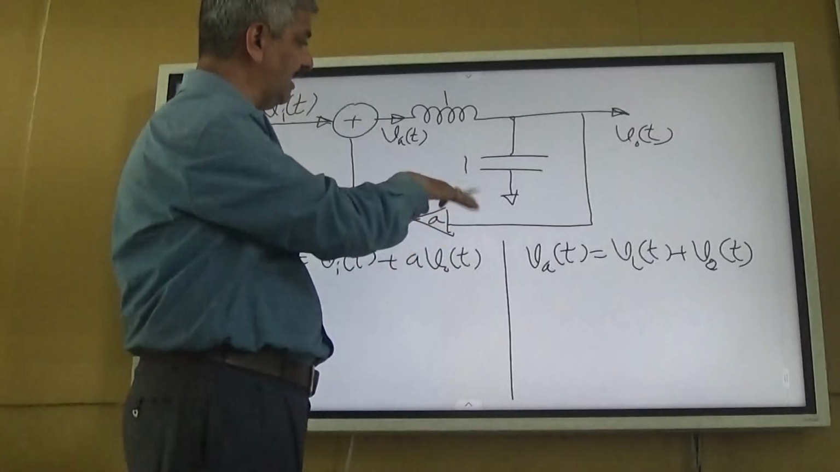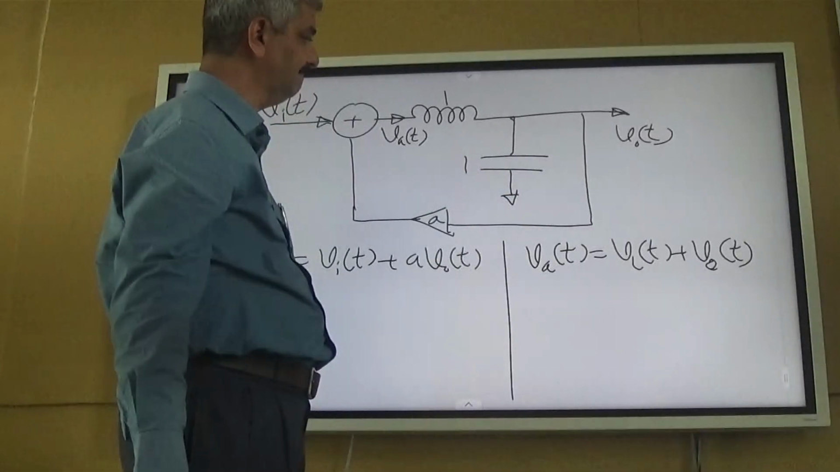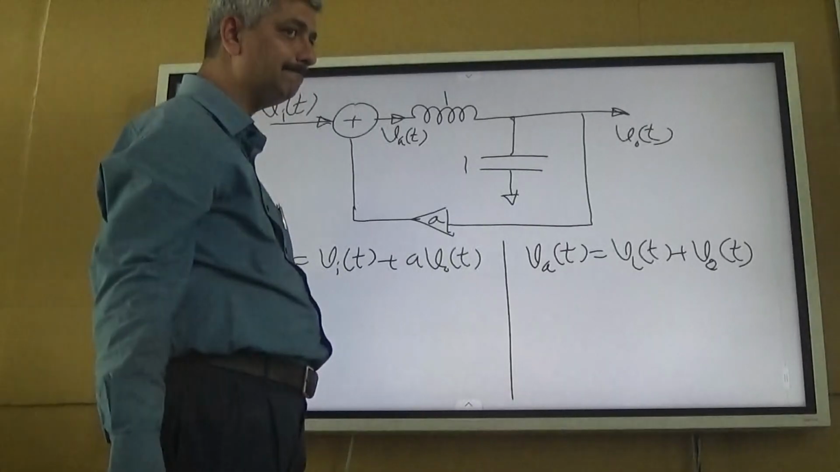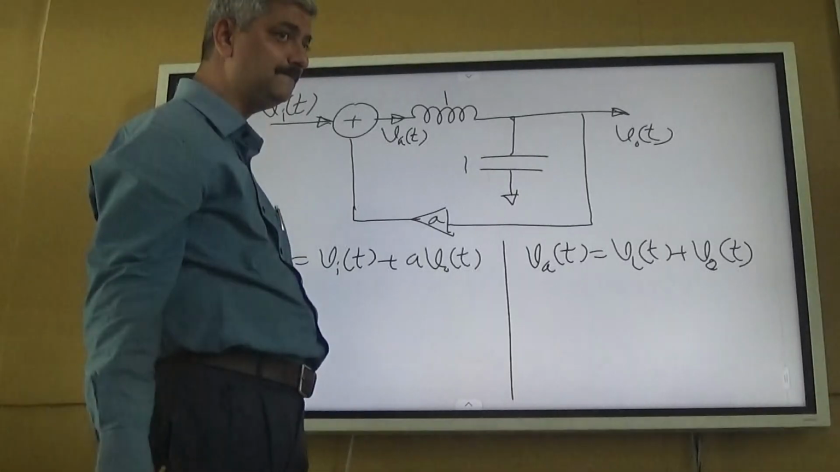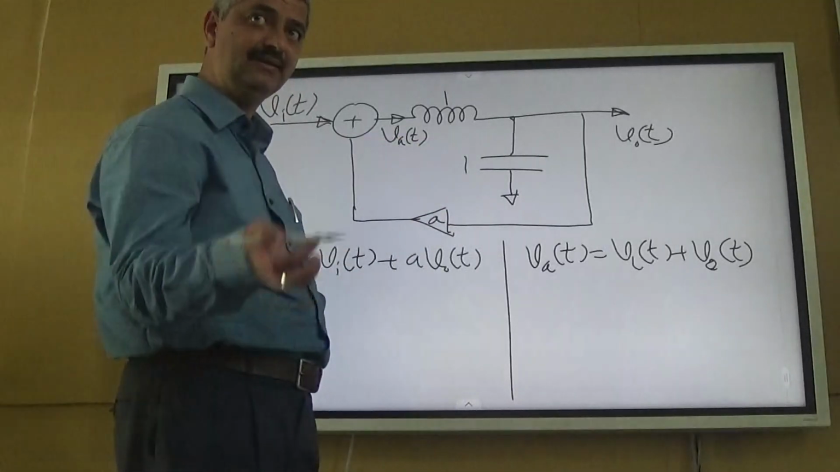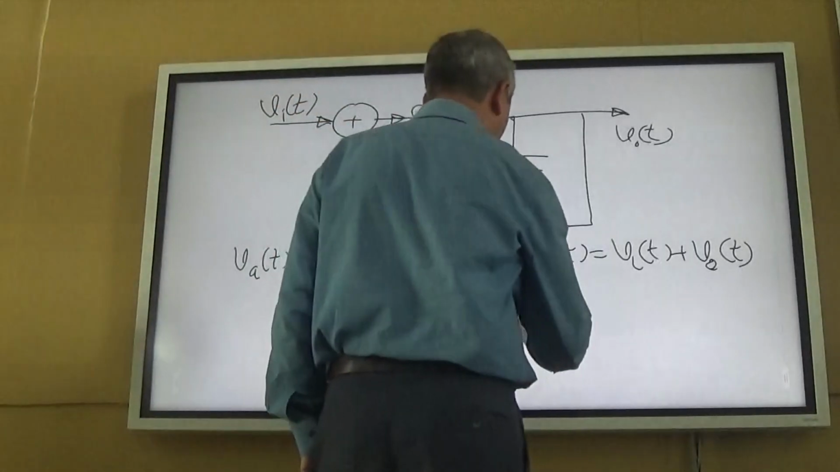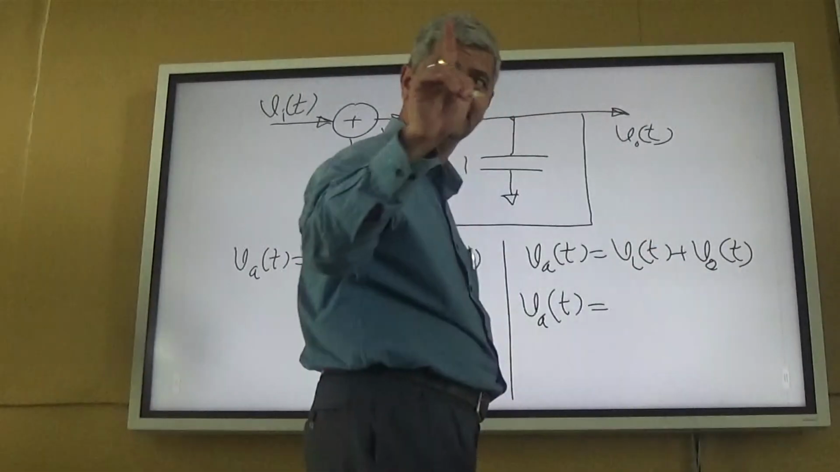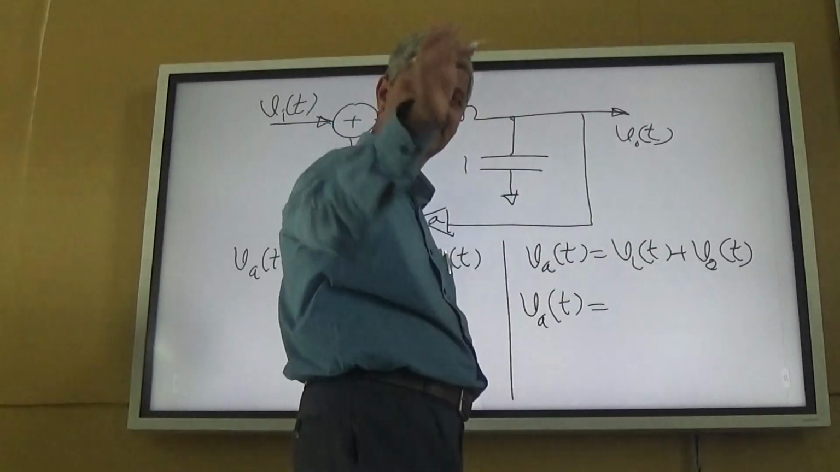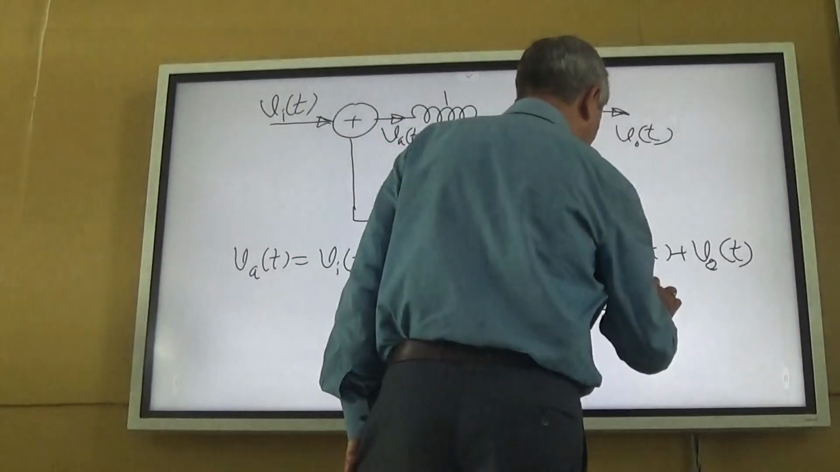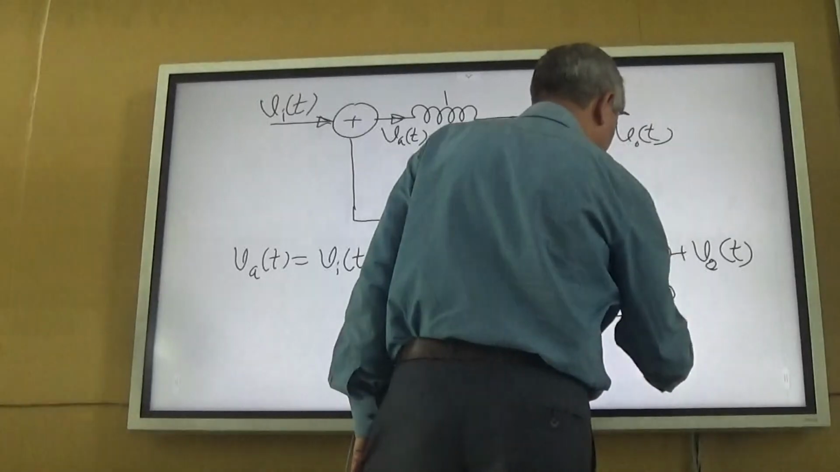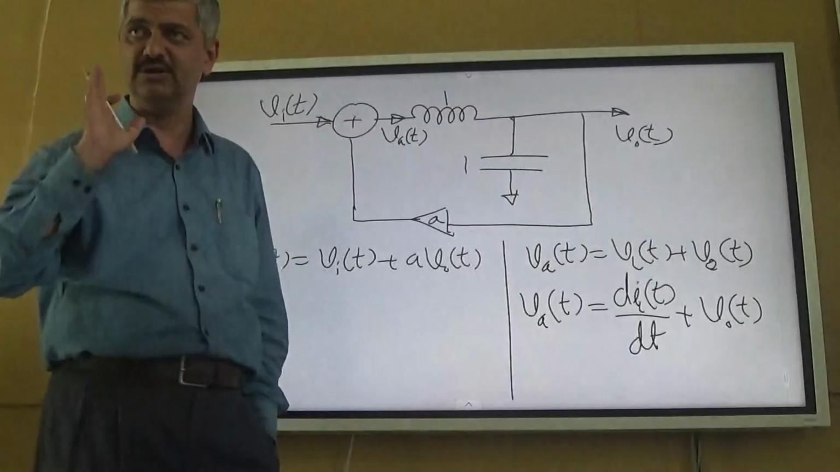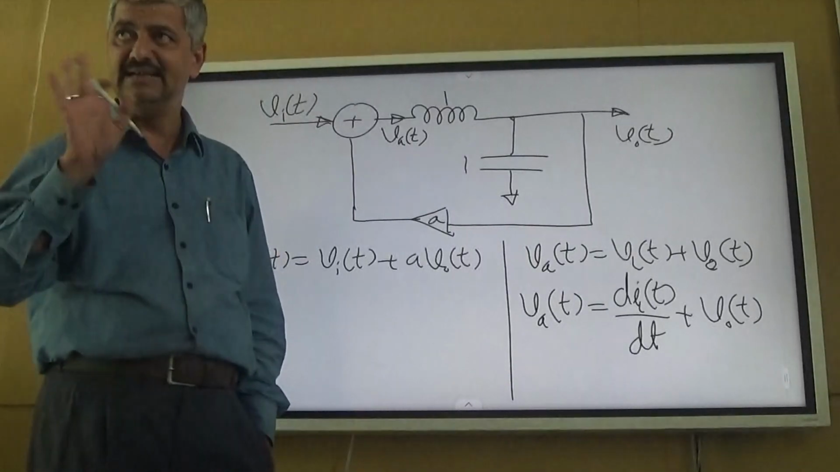So how can we proceed further? What is VLT? What is VLT? L dILT by dt. L dILT by dt, right? So VAT is equal to, what is VLT? L is 1, right? dILT by dt plus VOT, because I am very comfortable with VOT. That is the term I want. The ILT term I don't want.